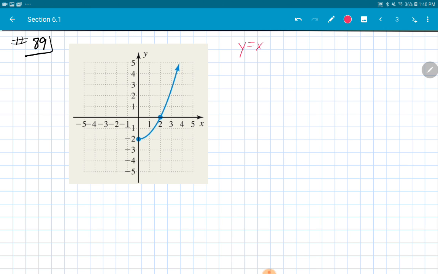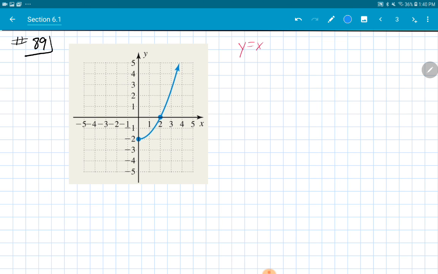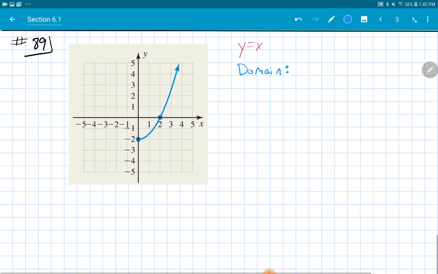So let's start first by finding the domain and range of this blue function. The domain is all the x values, and we can see the x's start here at 0, and they'll go on for infinity. So I can say x greater than or equal to 0 because it's a filled in hole, so it is equal to.